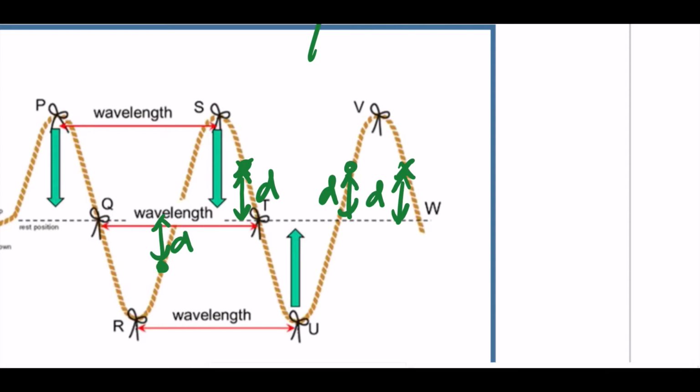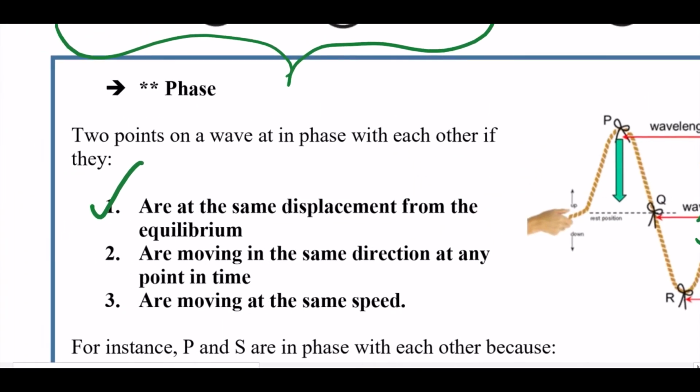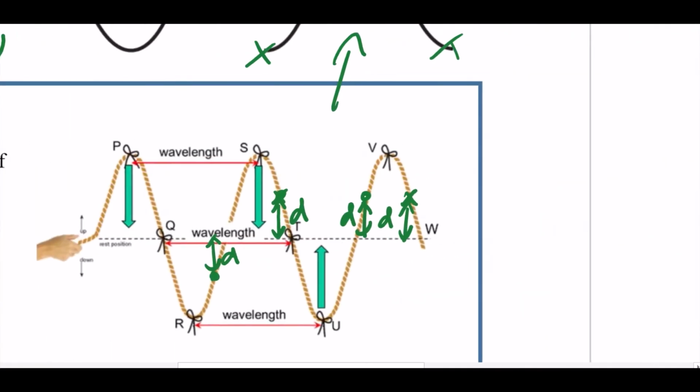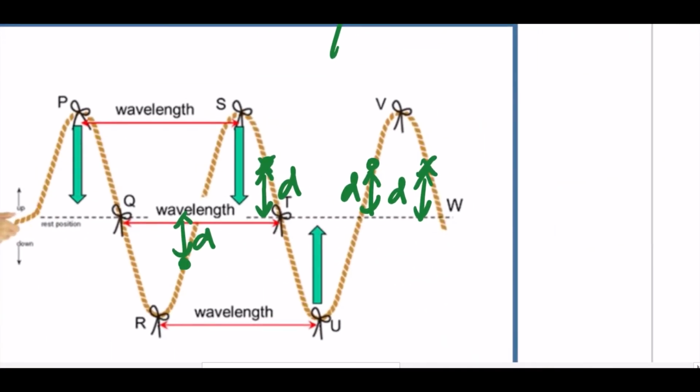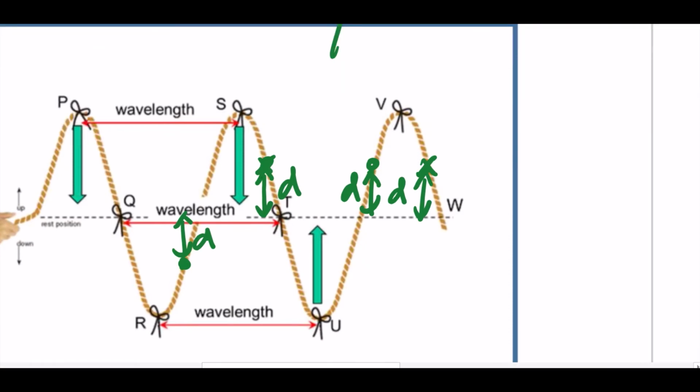Why is that so? Because this is the first condition only. So first condition, they are at the same displacement or distance away from the equilibrium. Number two, they must be moving in the same direction at any point in time. This is when we can filter away some of the points that are not in phase. Let me erase some of the markings here. Let's say I'm looking at this point here.